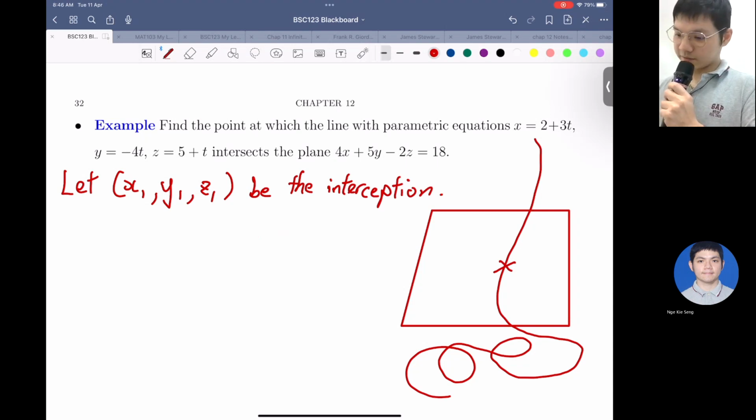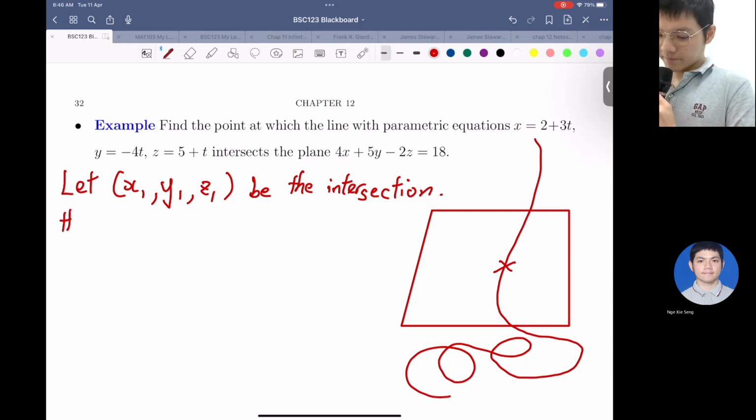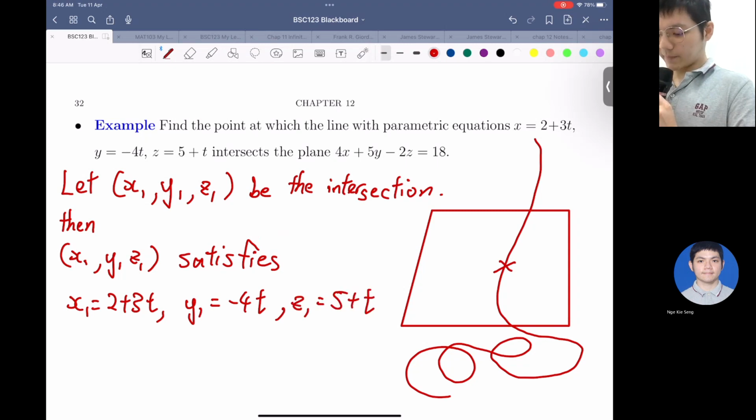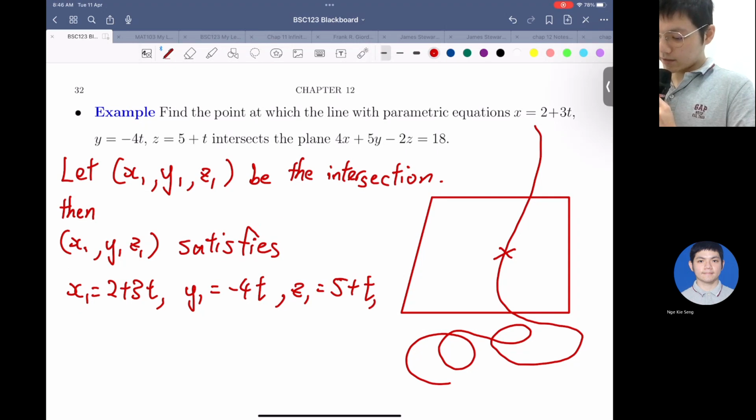If it's very wrong, intersection. Okay, let x1, y1, z1 be the intersection. Then x1, y1, z1 satisfy x1 equals 2 plus 3t, y1 equals 4 minus 4t, z1 equals 5 plus t, right? For some t.